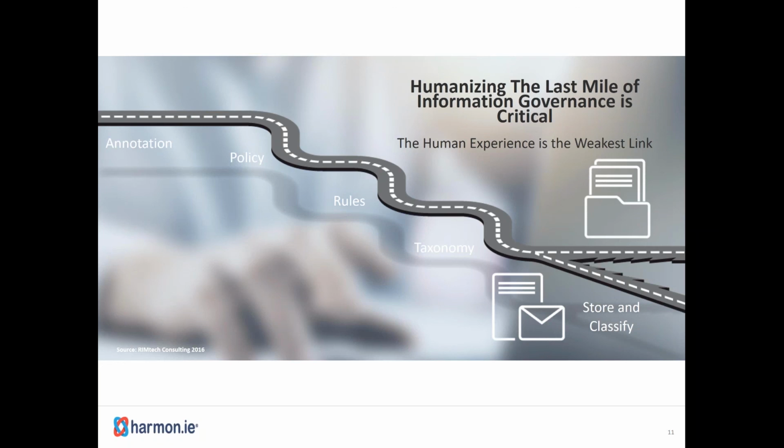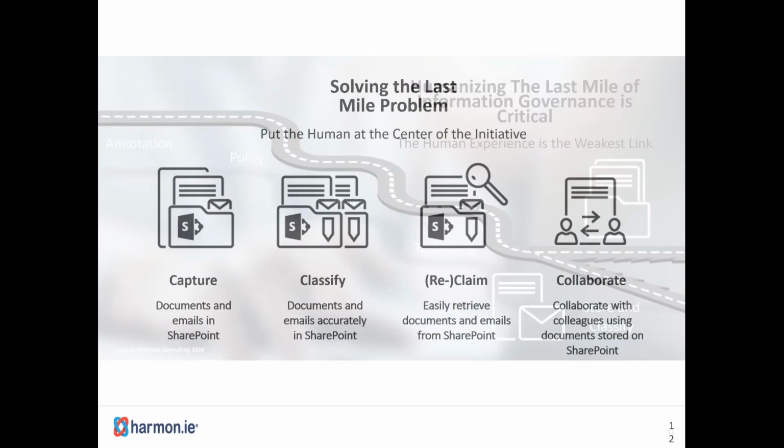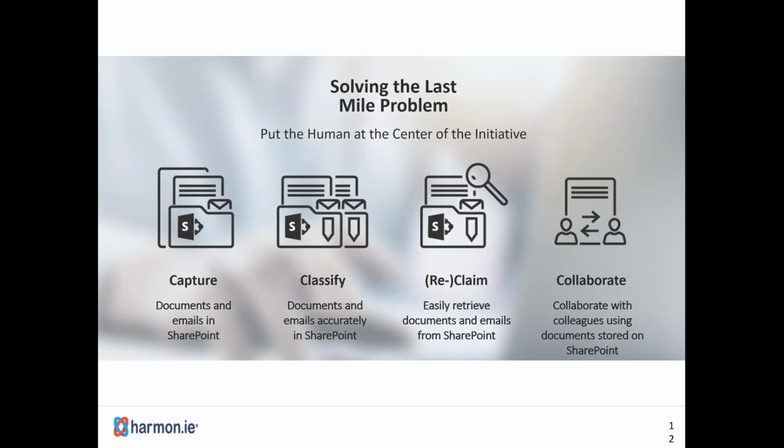So what do you need to do to solve this last mile problem, getting things into the system properly so they can be found later on? There are what I call the 4 C's of putting the human at the center of the initiative. One of them is making it easy to capture documents and email in SharePoint, and Alex showed us how that was done just by literally dragging them from Outlook into SharePoint without having to switch windows. Switching applications and toggling between windows, this context switching, is not only cognitively taxing, but it also pushes people out and becomes too complicated, and they don't want to be bothered doing that.